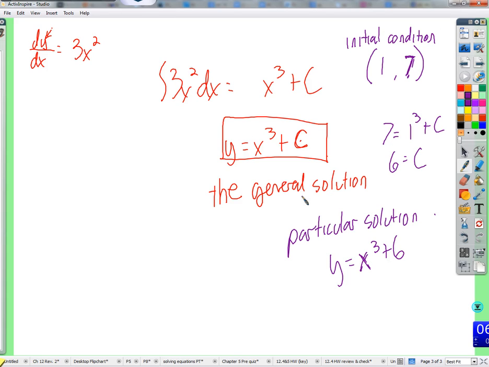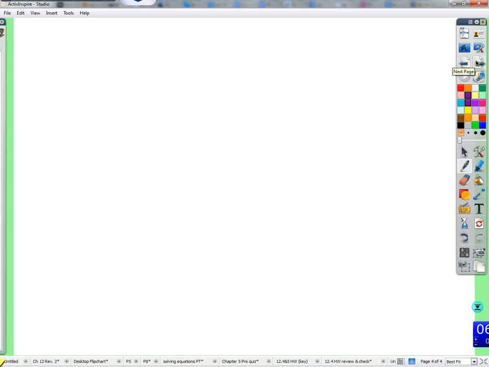Okay? It's a good question. I like that you asked that question. So we got our general solution, we got our particular solution here in purple. So if we were to think strictly in terms of how we answer this question, the difference between a general solution and a particular solution is that with a particular solution you see the C value, and with a general solution you don't.